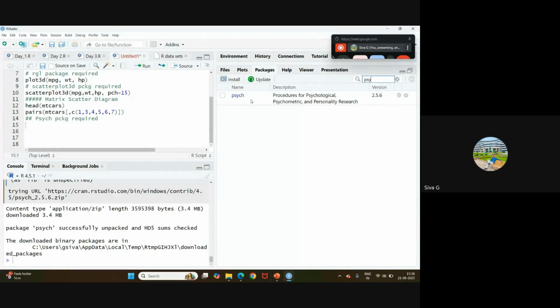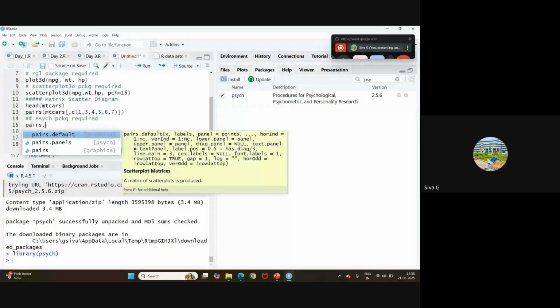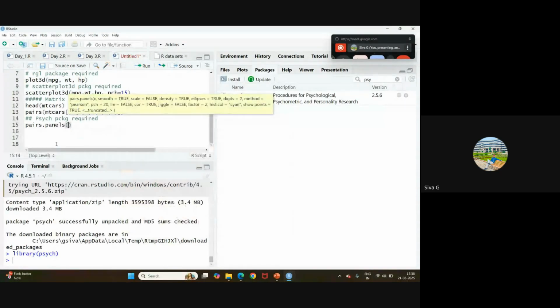Okay, fine, I'm loading the package. Why am I going to explain this one? Seeing the words personality research, I remembered it. Just loading the package psych. Yes, the library is loaded. Now use the command pairs.panels. I will copy the same code, with the same variables I want, paste it here, and run it.